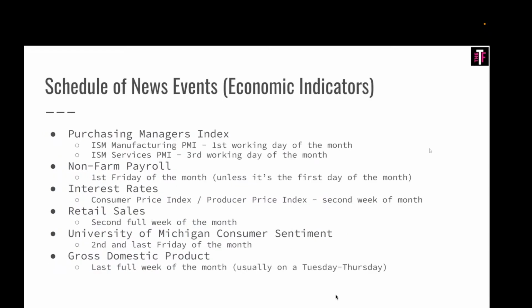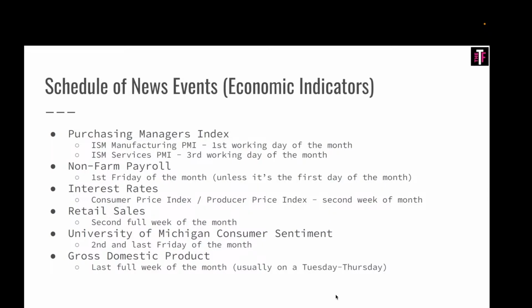Before we get into the economic indicators specifically, we're going to go over the schedule for the news events. Starting at the top, we have the Purchasing Managers Index. There are two basic things that come from this: the ISM Manufacturing PMI and the ISM Services PMI. Right now, today is November 2nd, so the ISM Manufacturing PMI, which is on the first working day of the month, actually happened yesterday, Tuesday, November the 1st. And tomorrow, November the 3rd, is when the ISM Services PMI will happen, because it's on the third working day of the month.